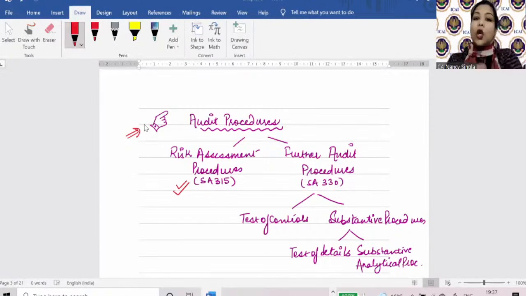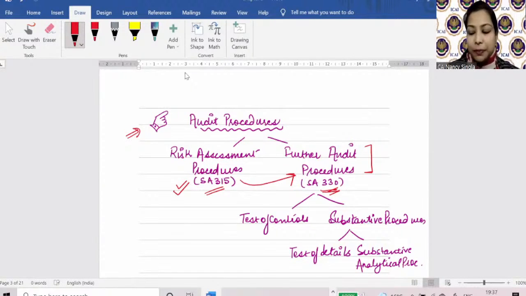So once the auditor obtains an understanding and identifies and assesses the risk of material misstatement under SA 315, the auditor prepares the responses to those risks under SA 330. What is the name of SA 330? The auditor's responses to assessed risks. Where has he assessed those risks? Under SA 315. After identifying and assessing, does he just sit quiet? No. We will respond to those risks under SA 330. How? By performing further audit procedures.